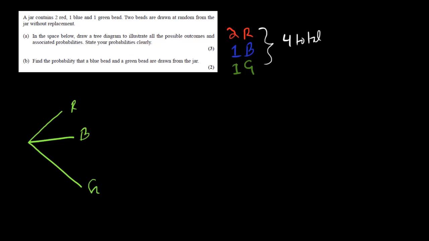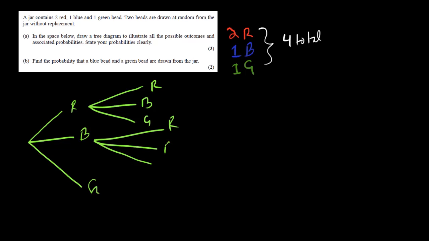Now once you have taken one, you have to take another one. So the next one can be red, blue, or green. If you've taken the blue at first, the next one can be red, blue, or green. If I've taken a green at first, it can be red, blue, or green. So this is the tree diagram. This is spreading out. That's what happens.